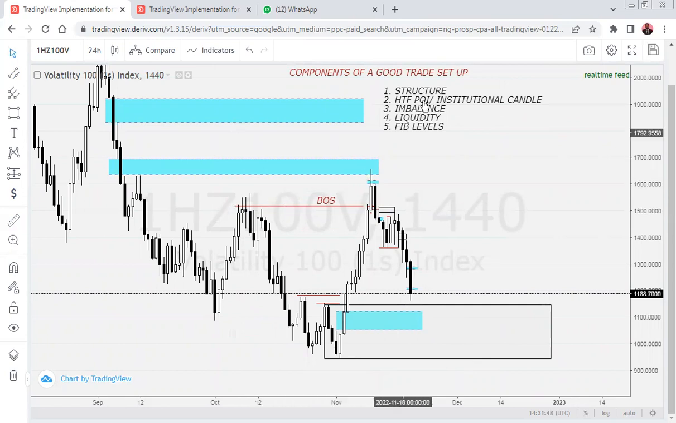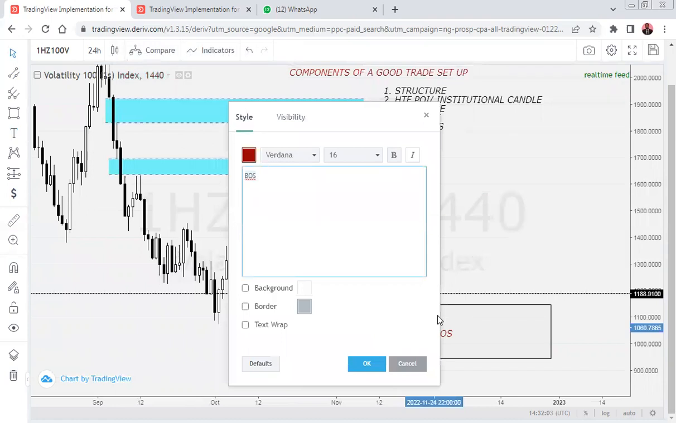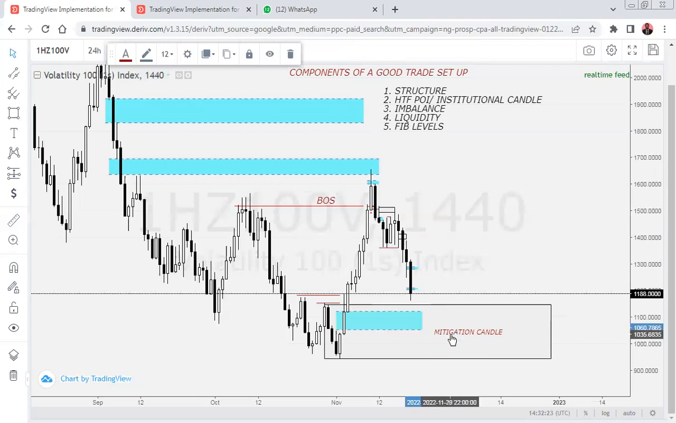Since there's a break of structure here, structurally market is already turning bullish. So this is the institutional candle or the higher time frame point of interest. We're expecting price to come into it. I think I'll just call this mitigation candle, whichever one. Mitigation candle. So we expect price to come here and give us a distribution, a redistribution or a reaccumulation, and then we move from here.